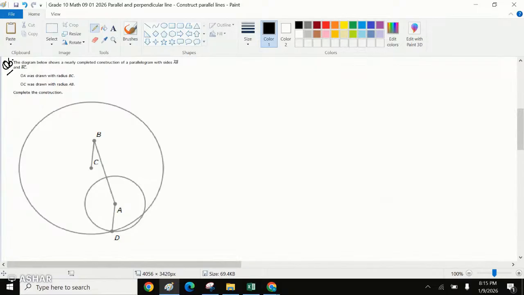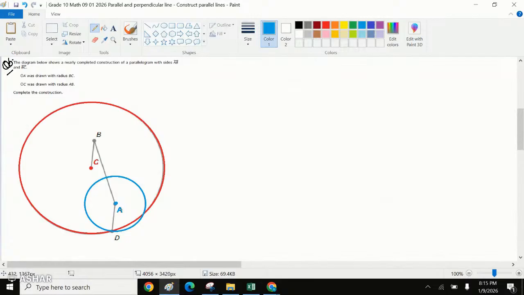So can we say the point C is the center of the larger circle? Okay, let's try doing this. The larger circle, the center is point C. Okay, and what about the smaller circle? What is the center of the smaller circle? It cannot be D, right? So it has to be A. And for the smaller circle, A is the center, right?